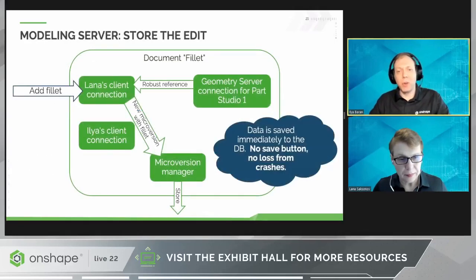At this point, we're ready to save the edit to the database. We will do that by creating what we call a microversion for the Part Studio, a snapshot of the new feature list that includes the fillet. There is a special object in the modeling server that manages this process, and it's called appropriately the Microversion Manager. And it is necessary because, like everywhere else, we don't want to save the entire Part Studio every time, just the stuff that changed. In this case, the new fillet. And the job of the Microversion Manager is to keep track of these changes and put them together when necessary.